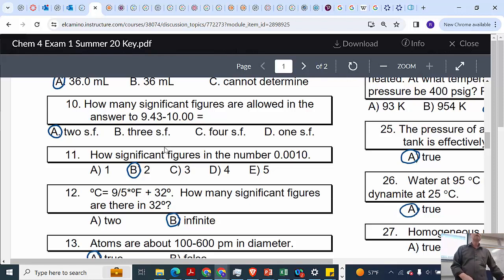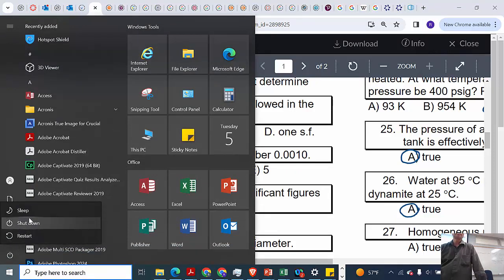Are we out of time? Yes. All right, so yeah, turn it in. Even if you don't finish, it's like a test. If you don't finish, just still turn it in.